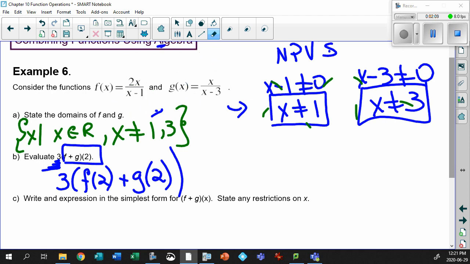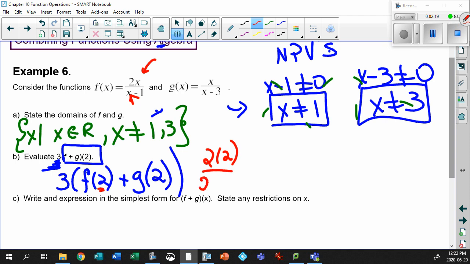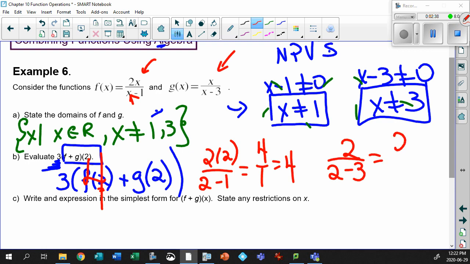Okay, so let's do exactly that. Let's take 2, put it in here. So you got 2 times 2 over 2 minus 1. 2 times 2 is 4. 2 minus 1 is 1. 4 over 1 is just plain old 4. So this thing now is 4. Perfect. g of 2, throw it in there. This is going to be 2 over 2 minus 3. So this is 2 over minus 1, this is negative 2. Oh, how lovely.